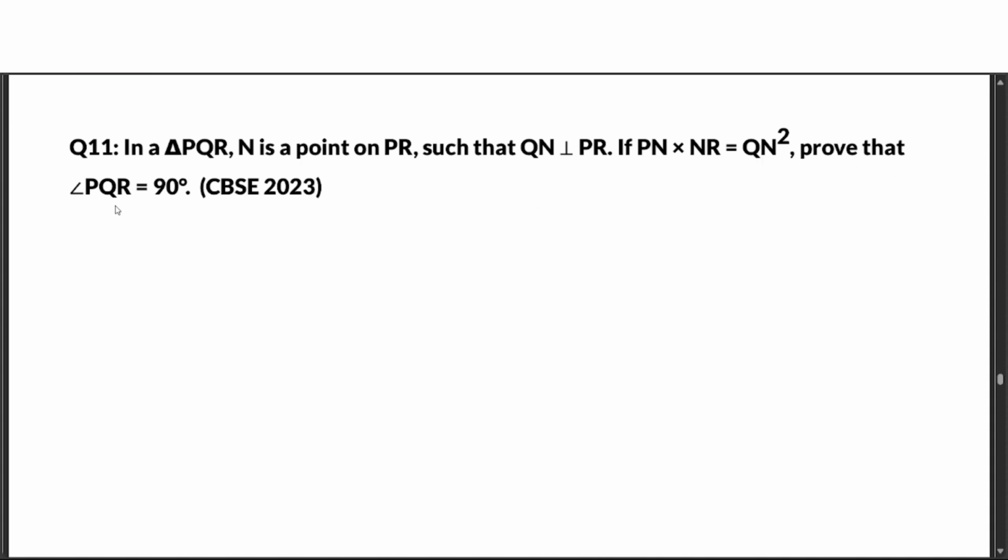Prove that the triangle PQR is a 90 degree. Hope you remember this is the same type of question you have asked in 2024. So we will draw the figure first. So you can see this is your triangle. Now you can give the triangle's name. This is P, this is Q, this is R.